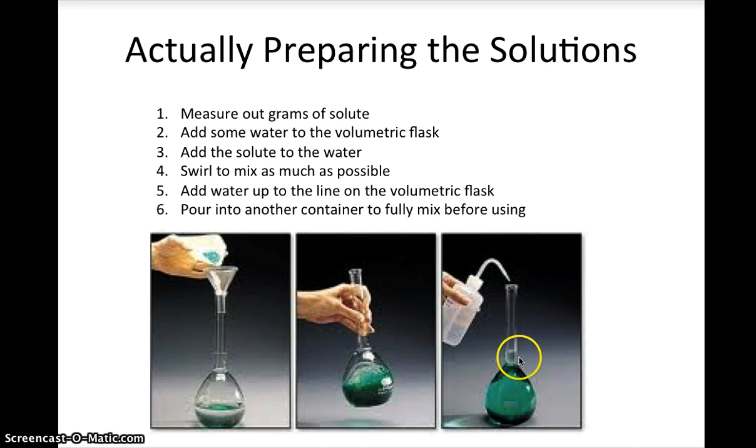But as you see, it's not super well mixed right at the top here, so before you were to use that solution, you would probably want to pour it into a large beaker or another container to really force it to mix all the way.